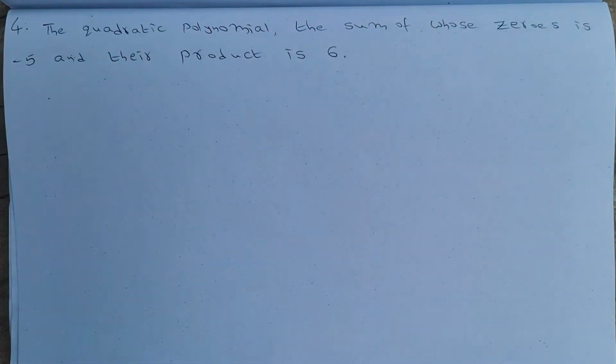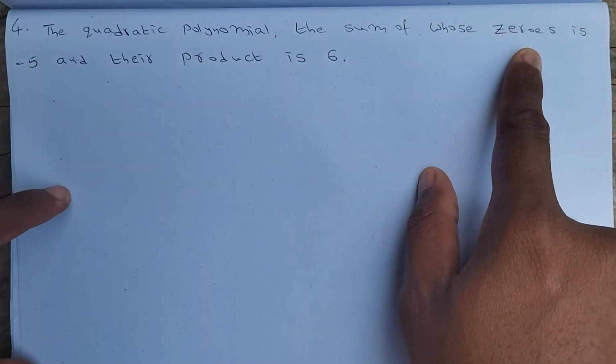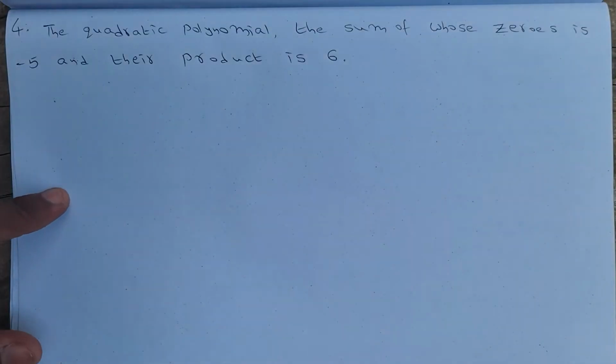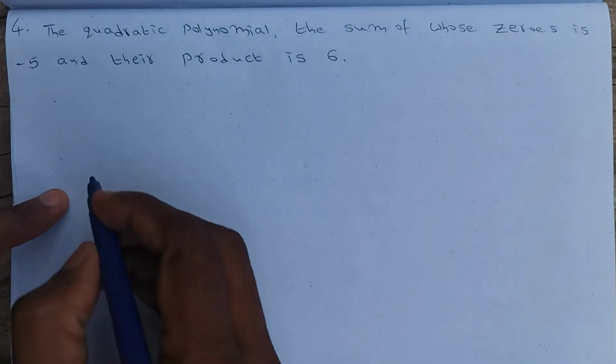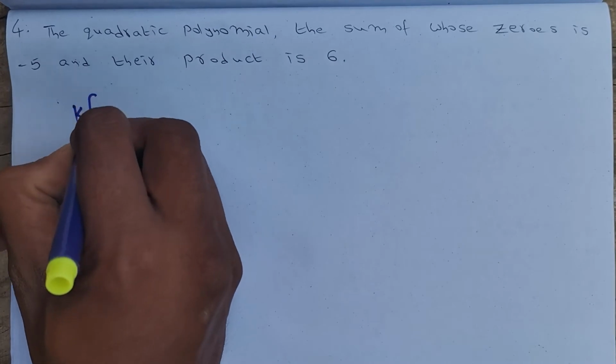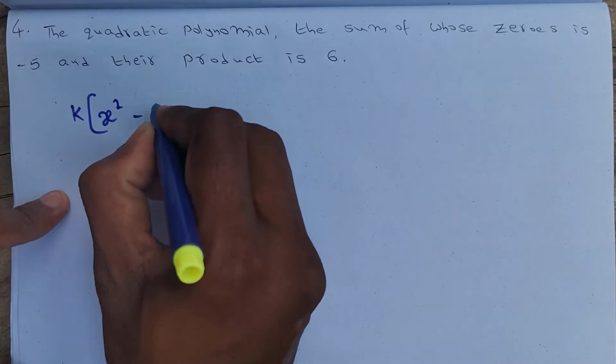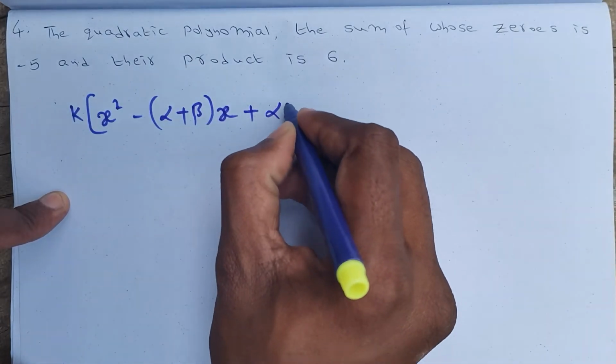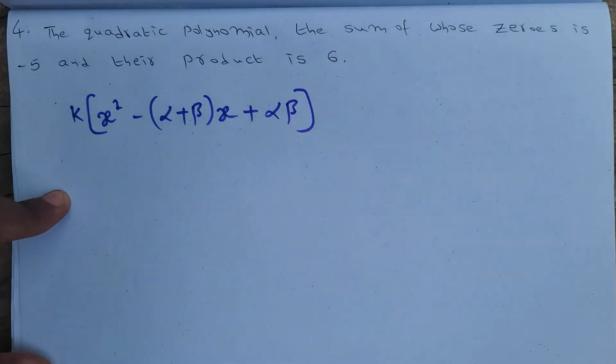Next, question number 4. The quadratic polynomial, the sum of whose zeros is minus 5 and their product is 6. Sum of the zeros is given and product of the zeros is given. He is asking to write the quadratic polynomial. So what is the formula we have? k into x square minus alpha plus beta into x plus alpha beta.